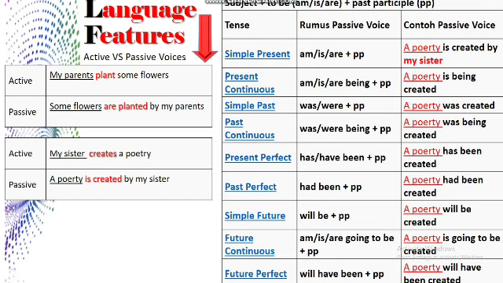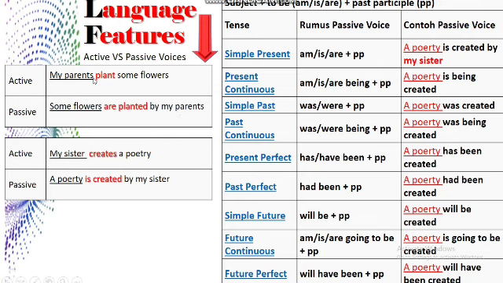Okay, we go to language features in active and passive voice. The example of active and passive form: my parents plant some flowers. Ini kalimat aktifnya ya. Kemudian next adalah some flowers are planted by my parents. Ya. Orang tua saya menanam bunga. Bunga ditanam oleh orang tua saya.